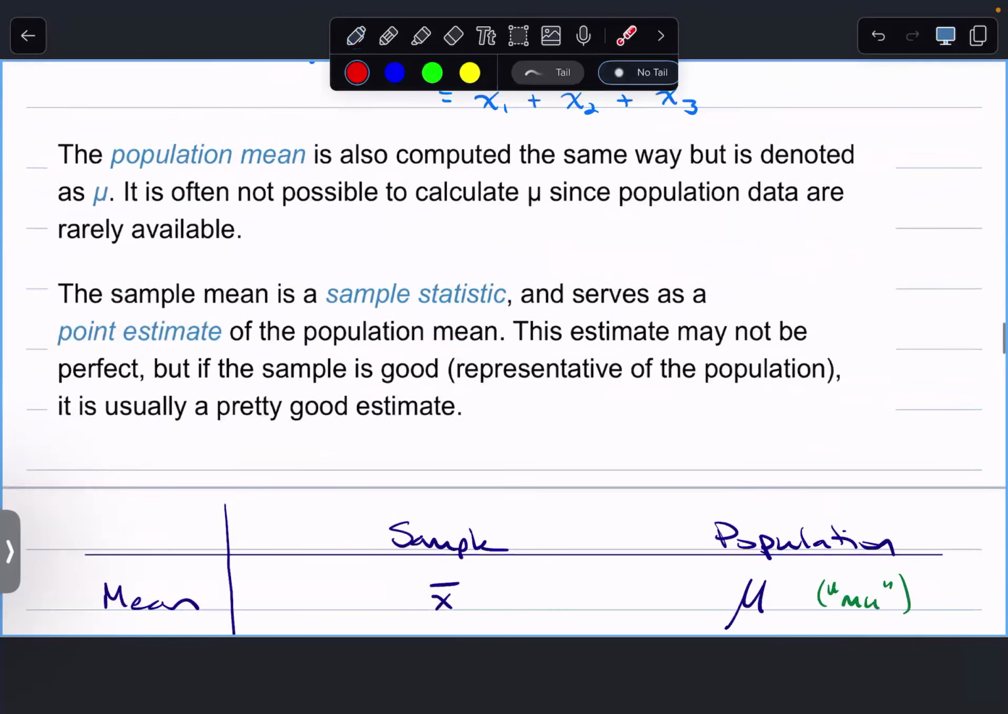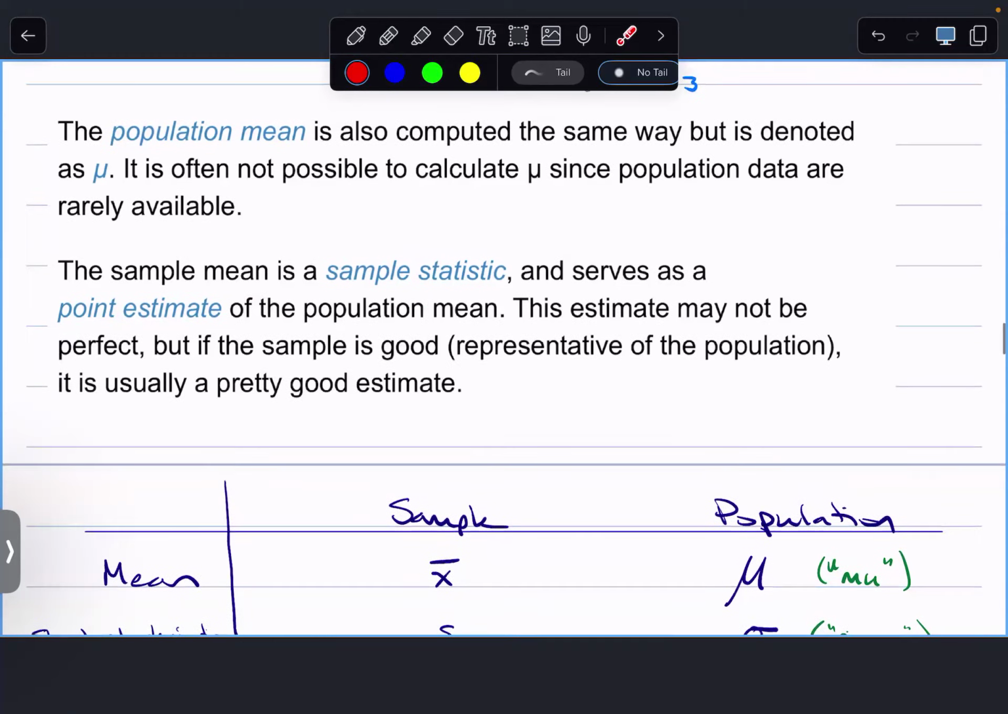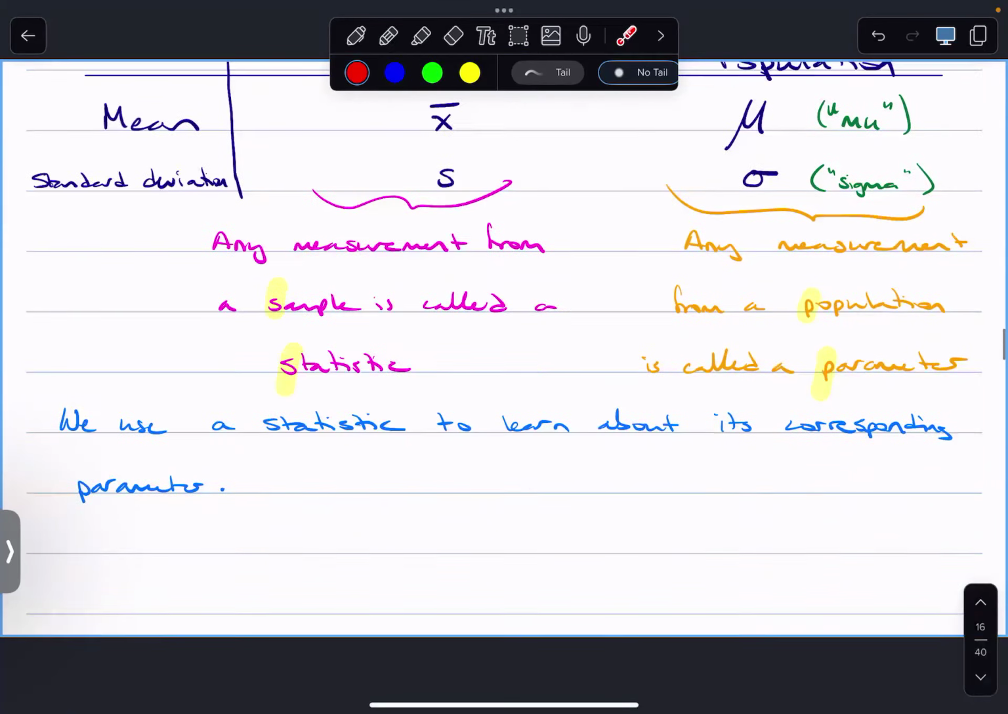And so the sample statistic serves as a point estimate, which is our best guess. I mention that here because we're going to be working with point estimates quite a bit later on, and so it's good to get used to that terminology, but we'll also reintroduce it later.